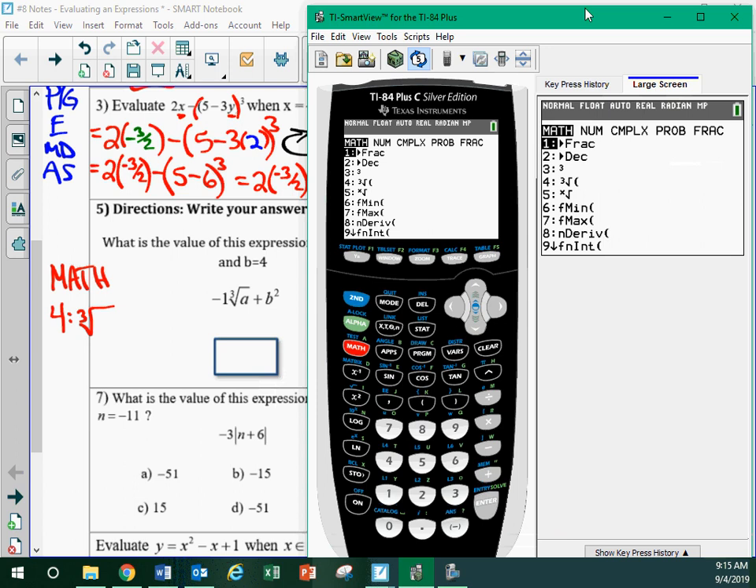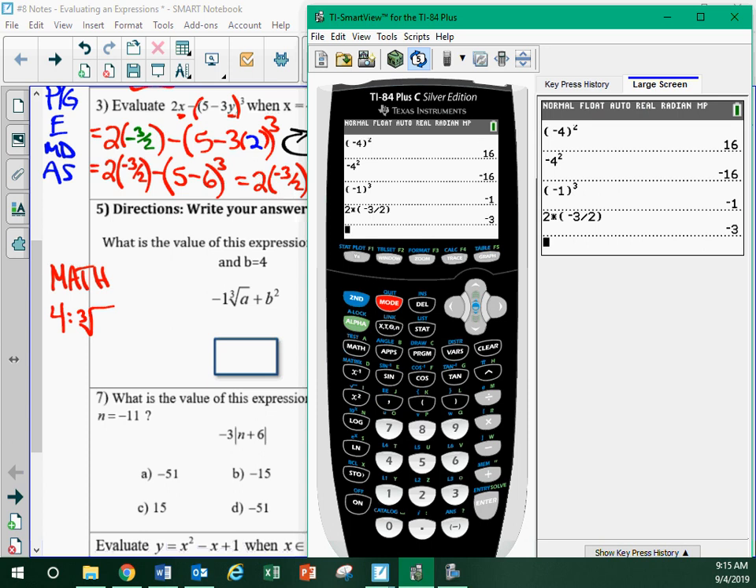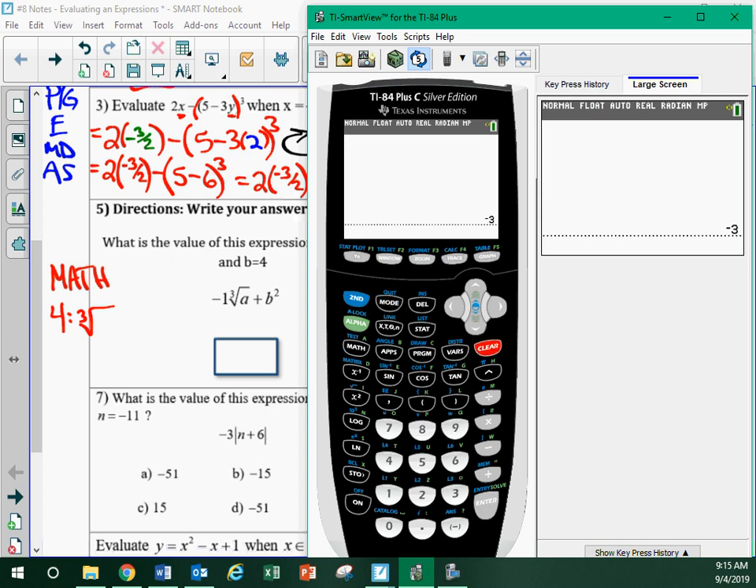Okay, so when we go to put this in our calculator, I see everyone's doing a really good job: -1, and then we have to do cube roots. We do math, option 4, there's our cube root. Okay, so what did A represent? 64.